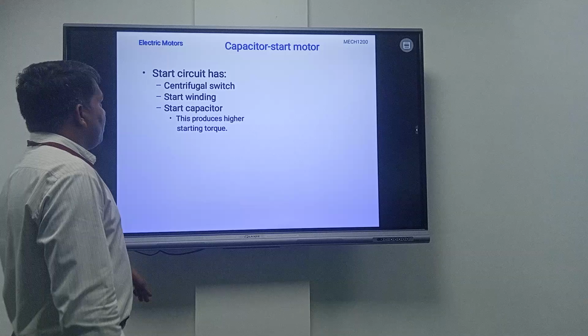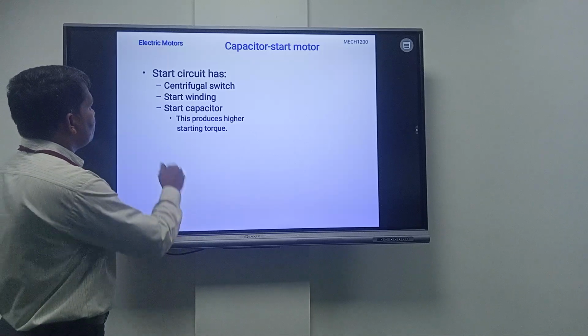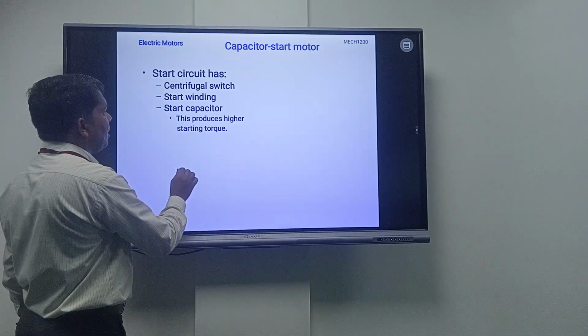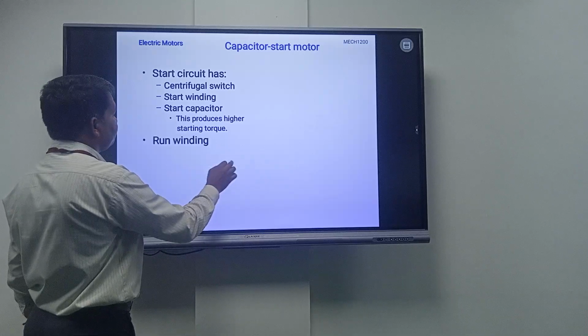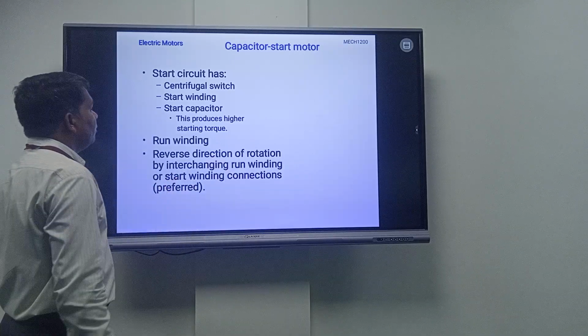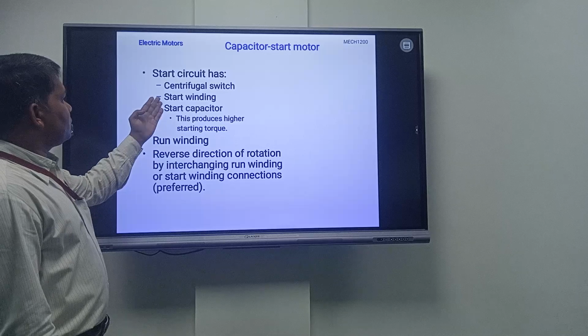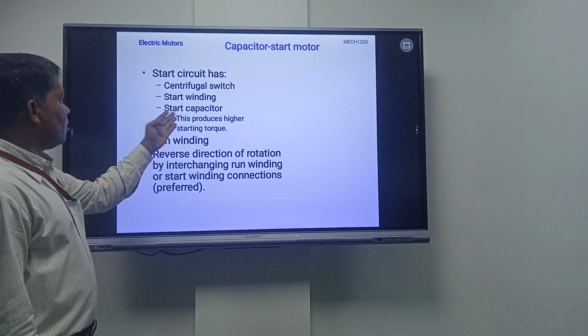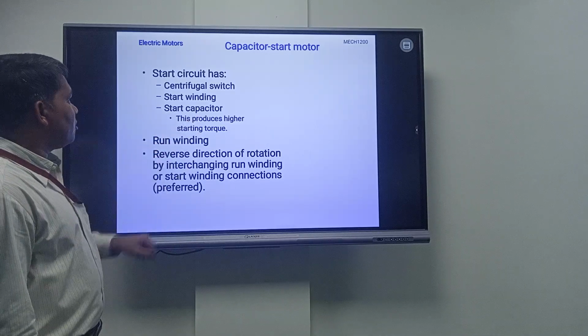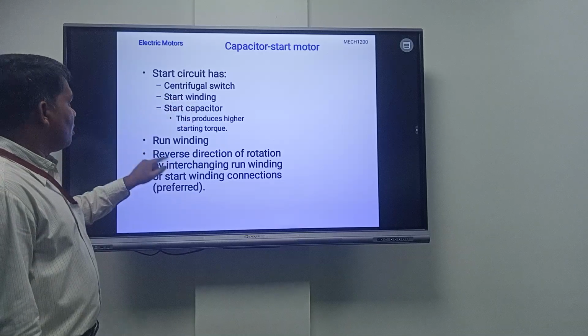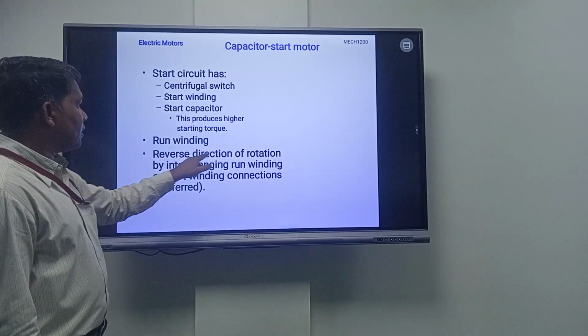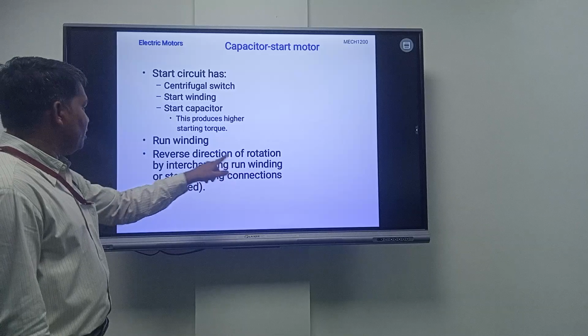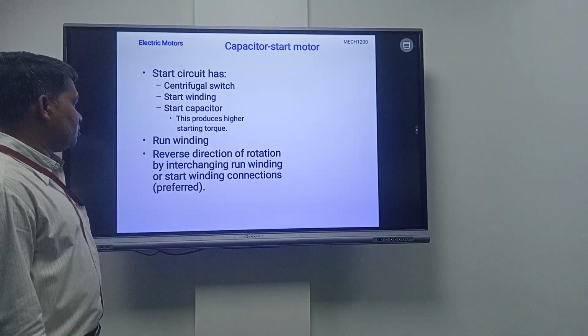The start circuits have centrifugal force. What circuits will we have? You can see the running winding, start winding, and start capacitor, which produce high starting torque, plus the centrifugal switch. To reverse the direction of rotation, interchange the running winding or starting winding connections.